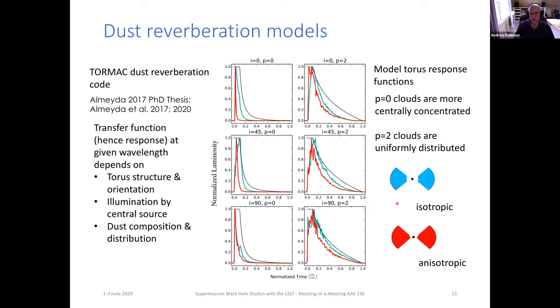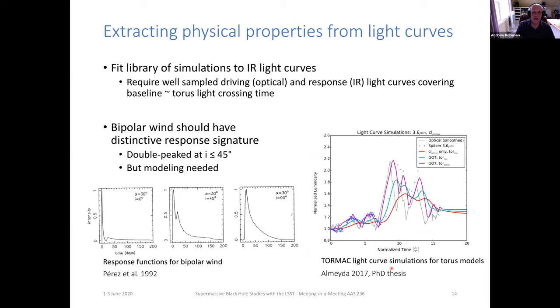So the hope is that by generating libraries of model light curves and fitting them to observed light curves, we can constrain some of these parameters. But to do that, we're going to require well-sampled driving light curves, that is the optical, and response light curves, that is the infrared, covering a time baseline which is at least of order the torus light crossing time.